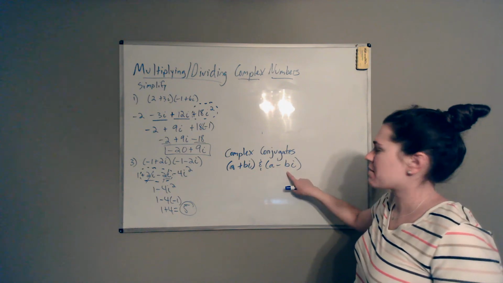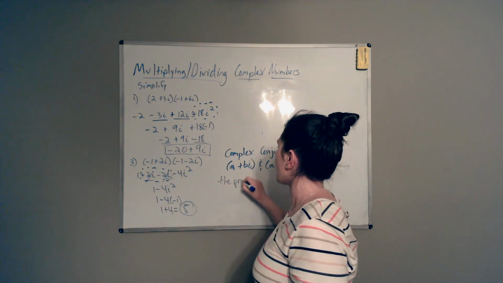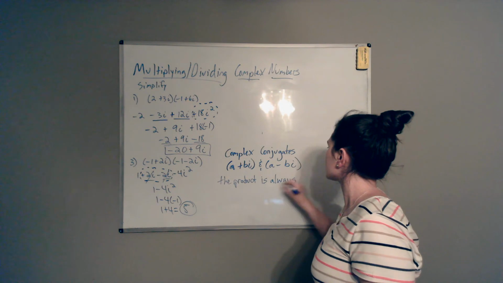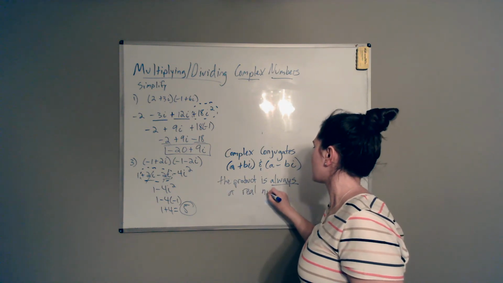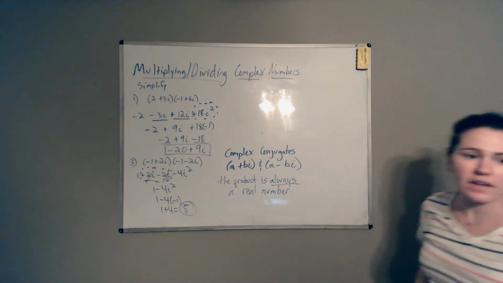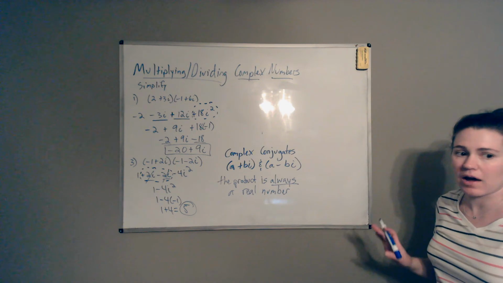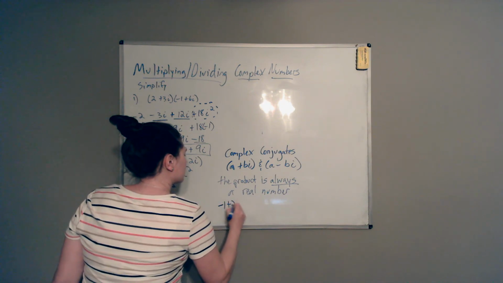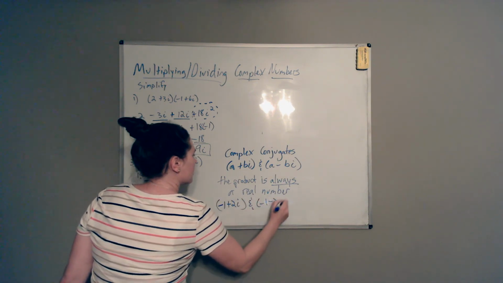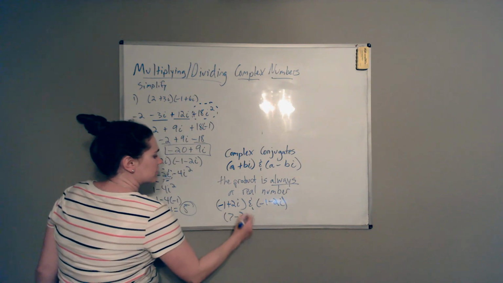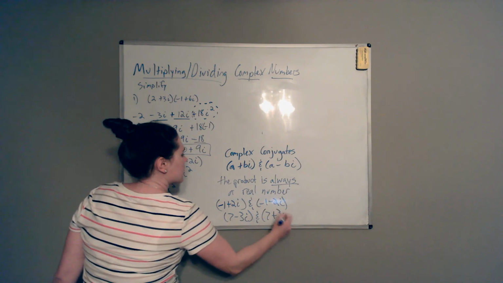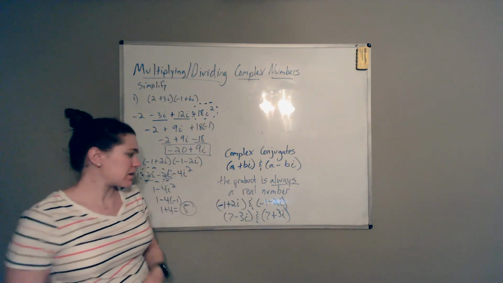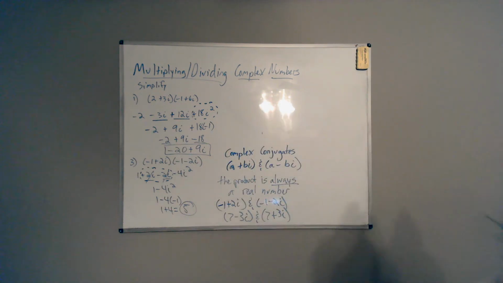When you have a plus bi and a minus bi, the product of conjugates, if I multiply these together, is always a real number. The product of conjugates is always a real number. Keep that in mind. So for example, negative 1 plus 2i and negative 1 minus 2i are an example of conjugates. 7 minus 3i and 7 plus 3i are an example of complex conjugates. When you multiply them together, your product will always be real. Okay, so now we're going to move on to dividing.